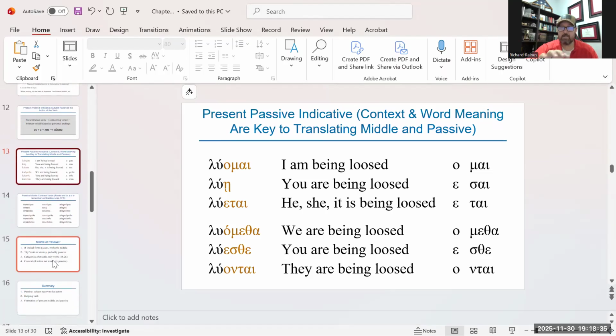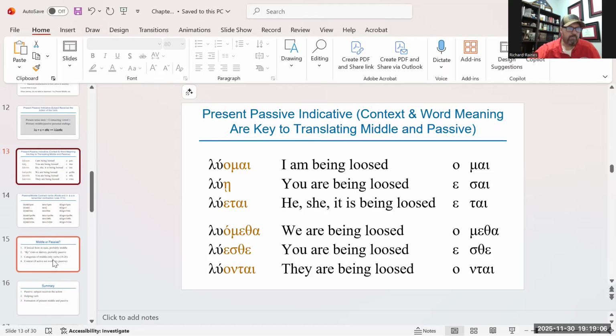Hope that's clear enough for you. You have present middle that you're going to translate as active. You have present passive that you're going to translate as passive. The present middle, you're translating as active, meaning that the subject is performing the action of the verb. We're going to leave off the nuances right now of the middle voice. But if it's passive, then that means that the action is occurring against the subject. I am being loosed.